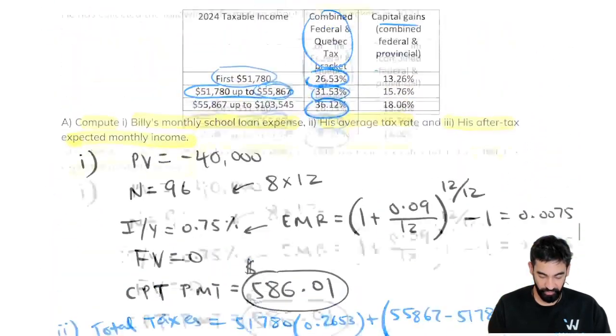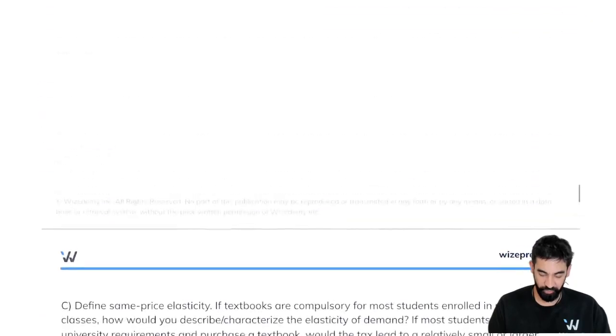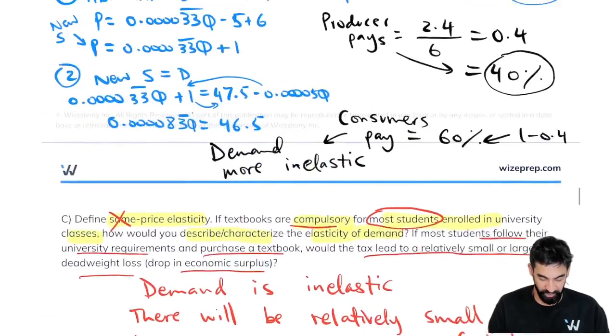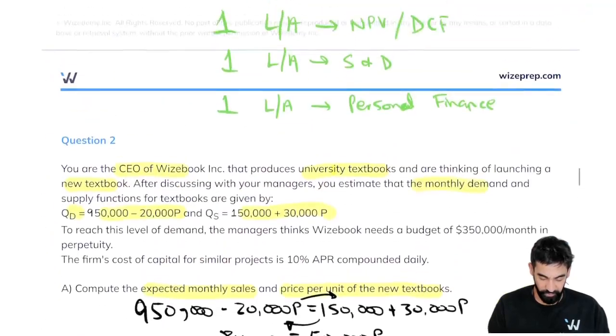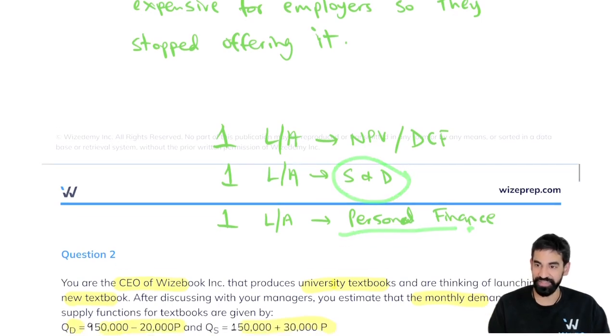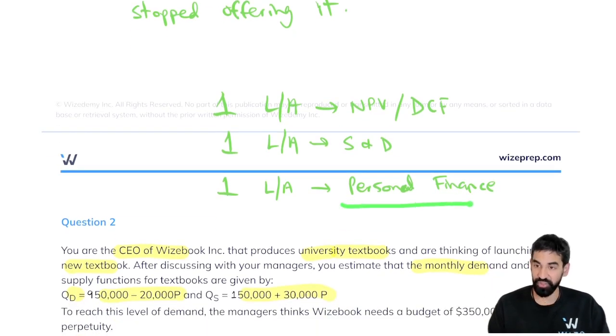So, like we said, one long answer on personal finance, one long answer on supply and demand, one long answer on NPV. That's usually the hardest one, is this one on either net present value or discounted cash flow. So I would actually start with the other two long answers first. Do the supply and demand, whether it's tax, price ceiling, elasticity. Then do the personal finance one on RSPs, TFSAs, savings, taxes, average tax, marginal tax. We did multiple choice on those also. And then go to the NPV one.